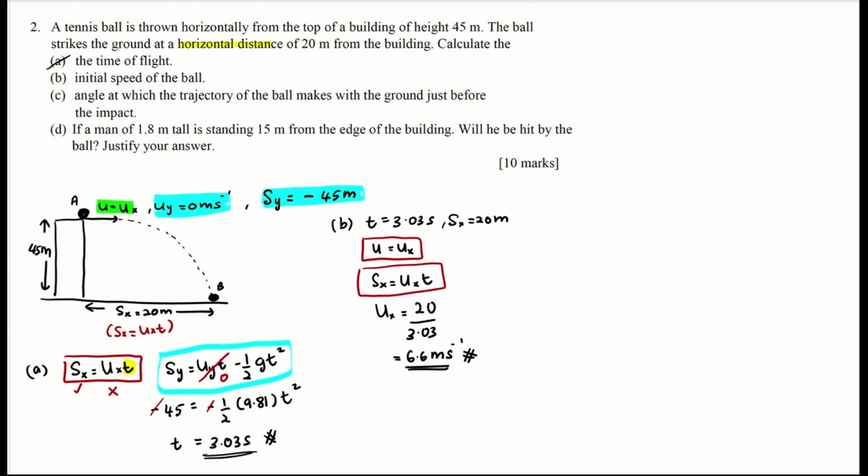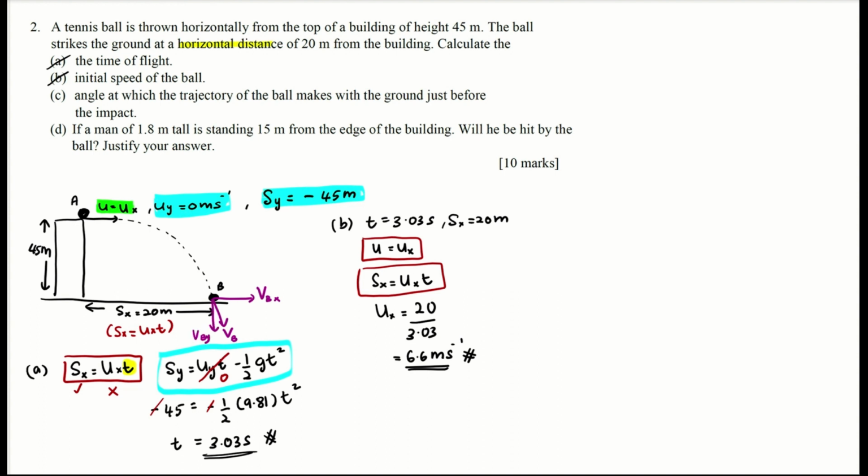Unit jangan lupa. Okay. And then question C, angle at which the trajectory of the ball makes with the ground just before the impact. Okay, so you tengok dekat sini so dia akan jatuh pada point B. Alright, so kat sini dia nak suruh kita kira the angle. Okay, so kalau kita lukis dekat sini dia akan jadi macam ni lah. So this is the final speed V at point B. And then dia mesti ada V, kalau kat sini adalah VB. So we're going to have VBX dan juga VBY.